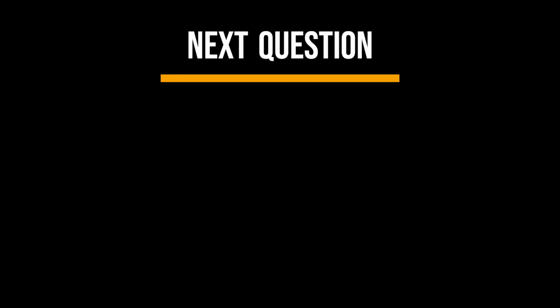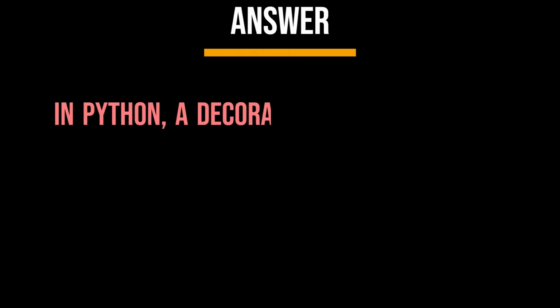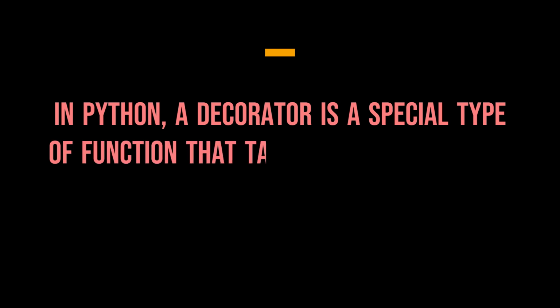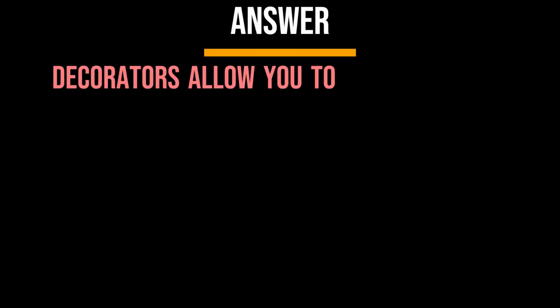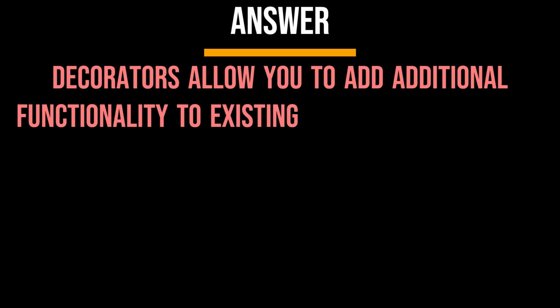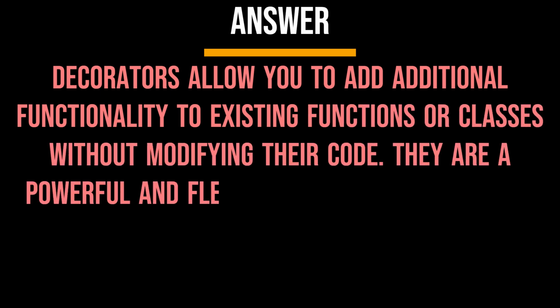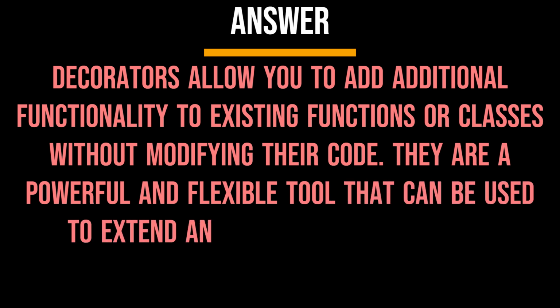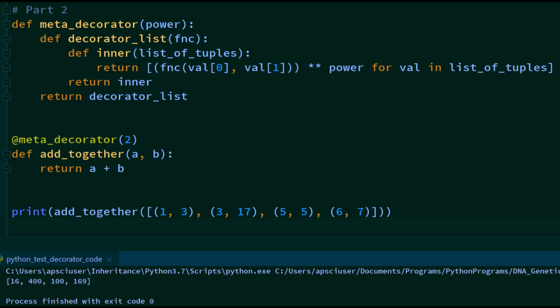Next important question is, what are decorators in Python? In Python, a decorator is a special type of function that takes another function as input and returns a modified version of that function. Decorators allow you to add additional functionality to existing functions or classes without modifying their code. They are a powerful and flexible tool that can be used to extend and modify the behavior of functions and classes in your code. Here is another example of a decorator function in Python and how we can call a decorator function.